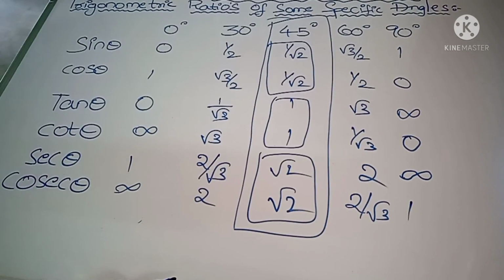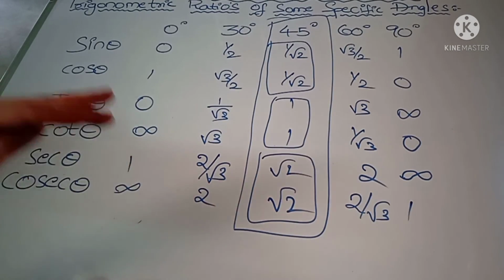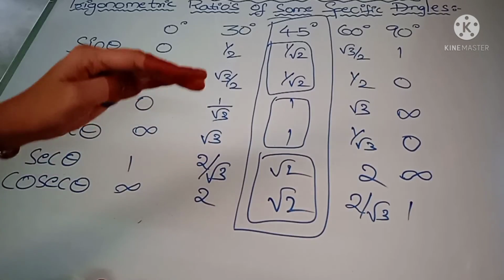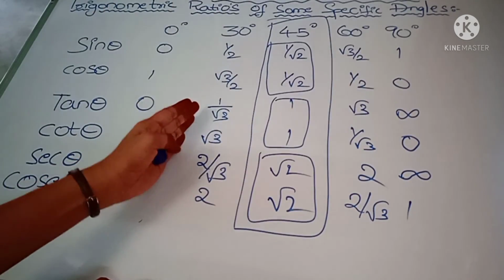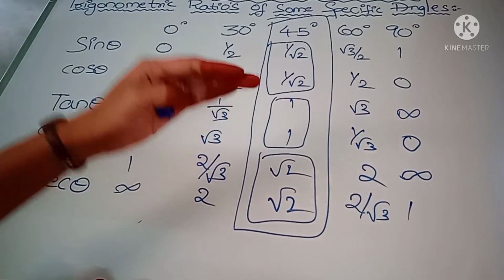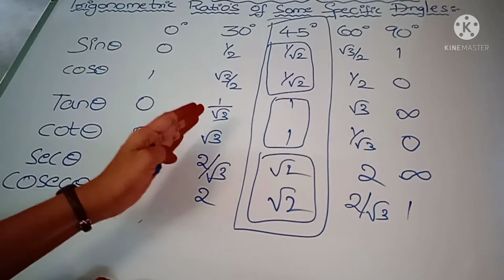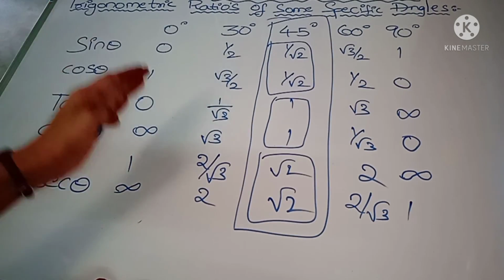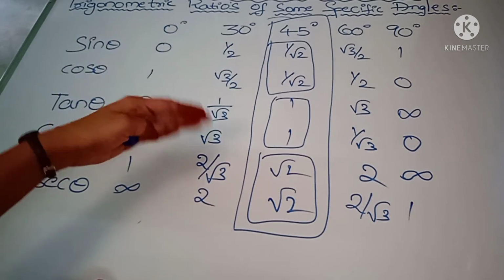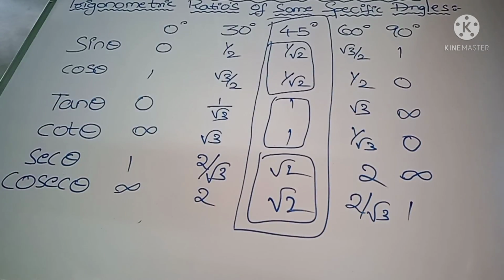Today we learned about the trigonometric ratios of some specific angles. Most of the problems in trigonometry depend on these trigonometric ratios. So if you remember these values, it will be very easy to solve the remaining problems in this chapter. Today's class was about trigonometric ratios of some specific angles. In our next class we are going to discuss some problems on this topic. Thank you for watching.